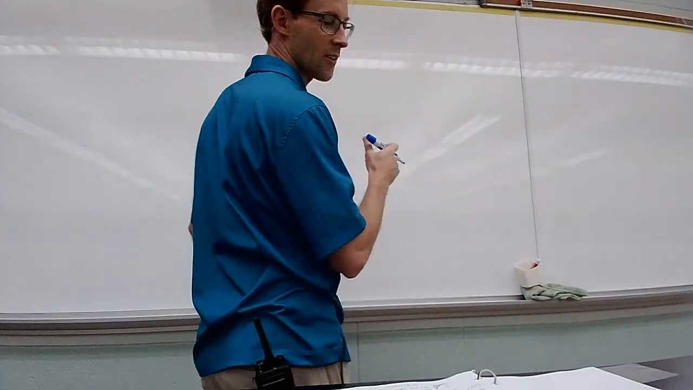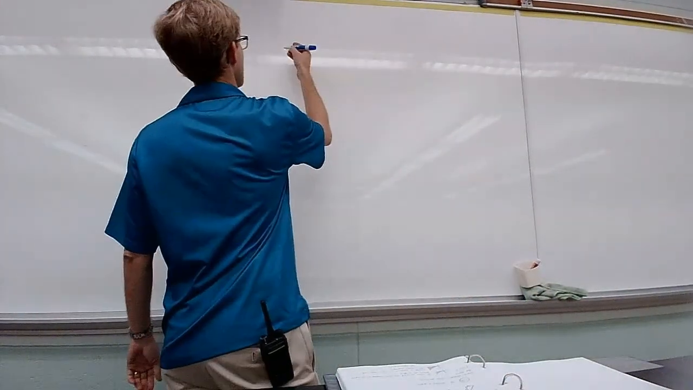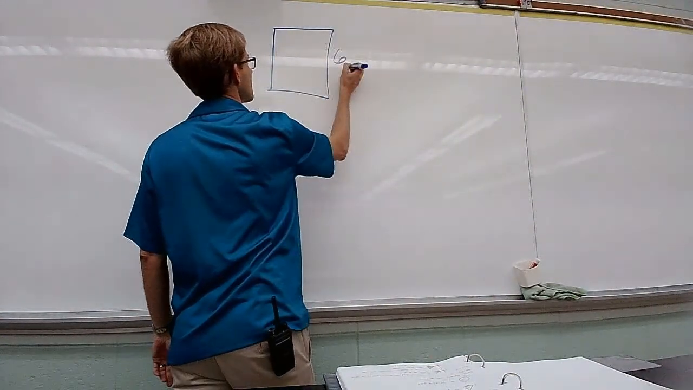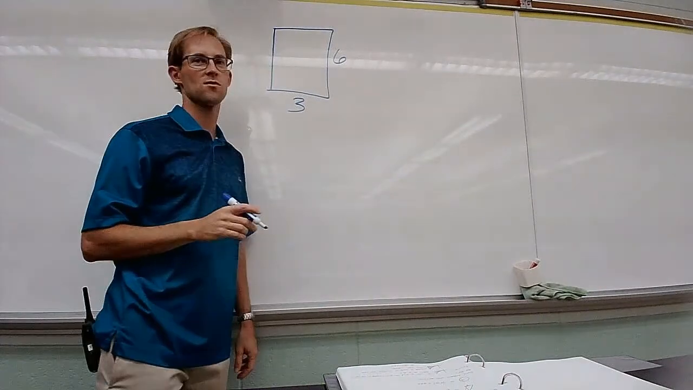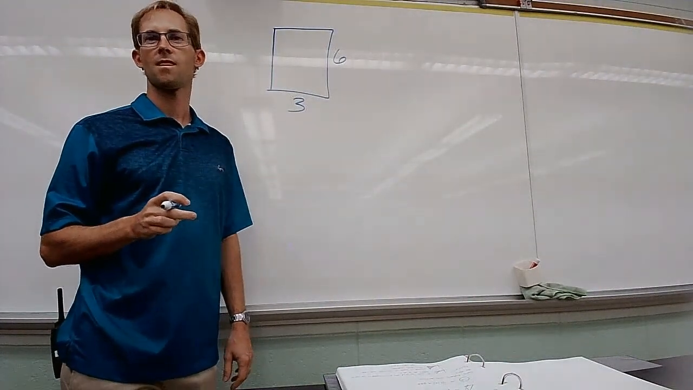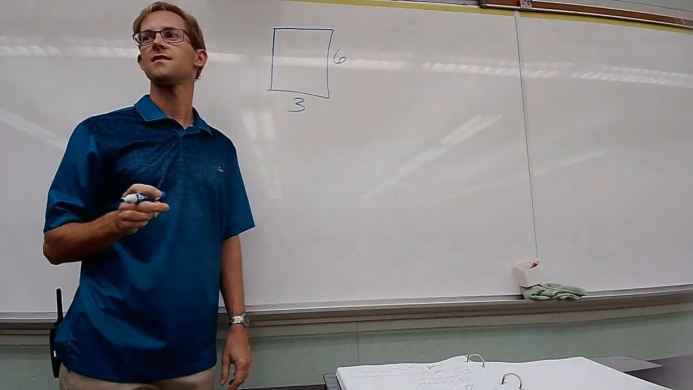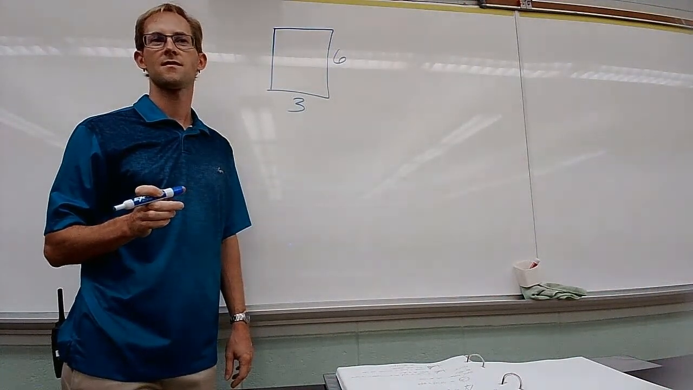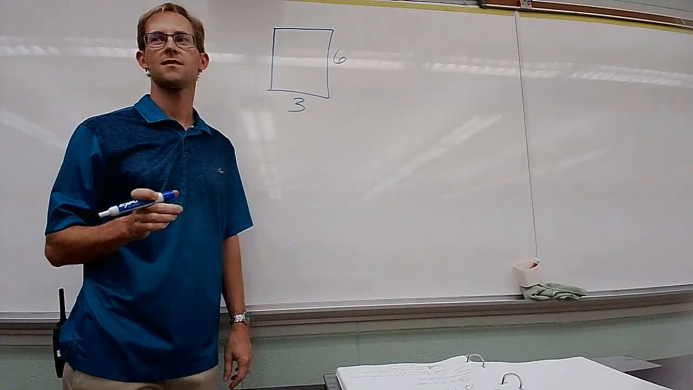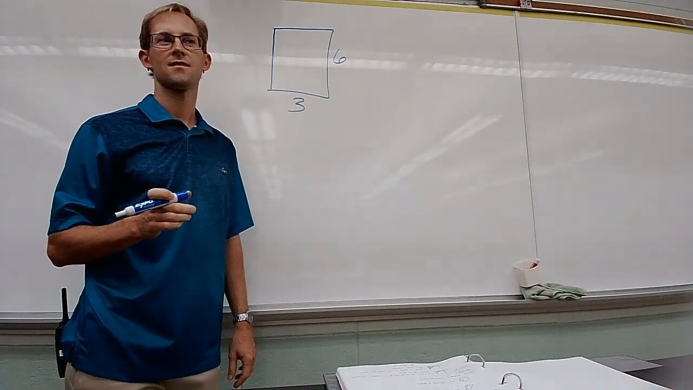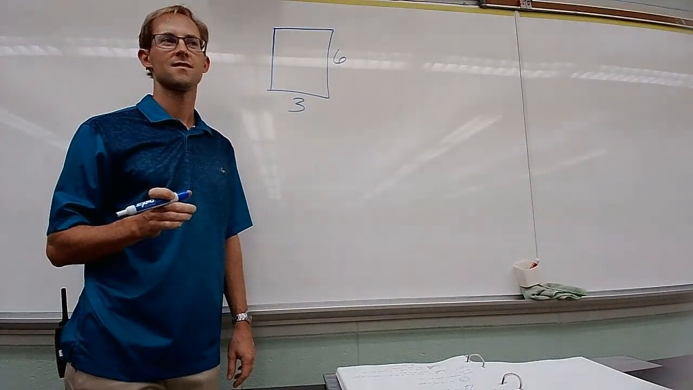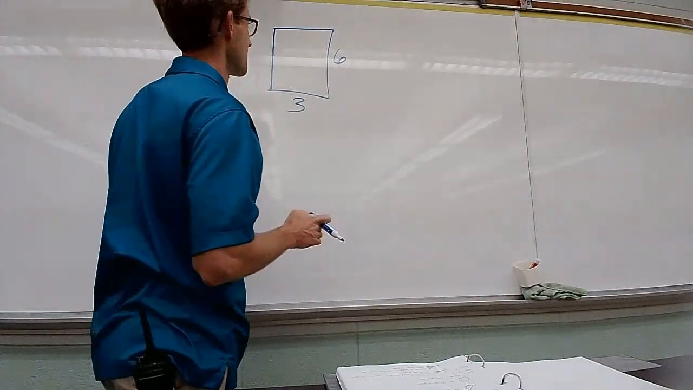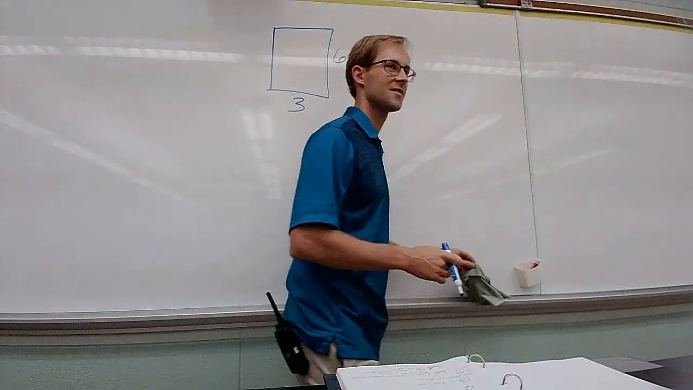Okay, so if we're going to be doing an area of something, what is the area of this rectangle? 18? Yes. 18 units squared. We don't know the unit. Is there a dimension we don't know about? No, it's 18. Good job.